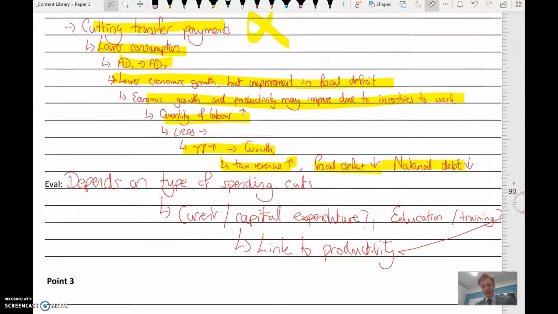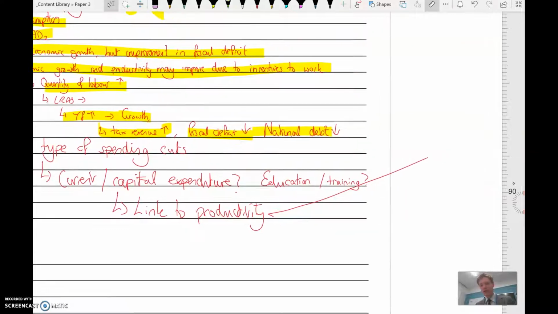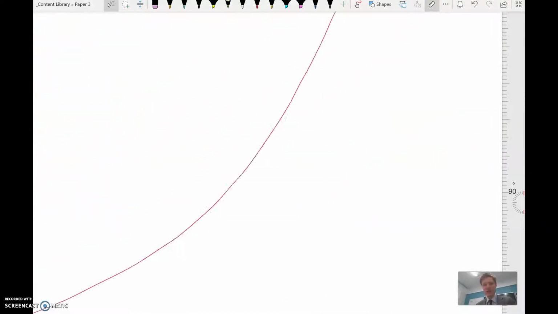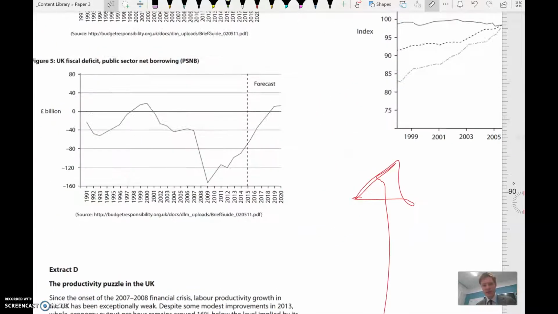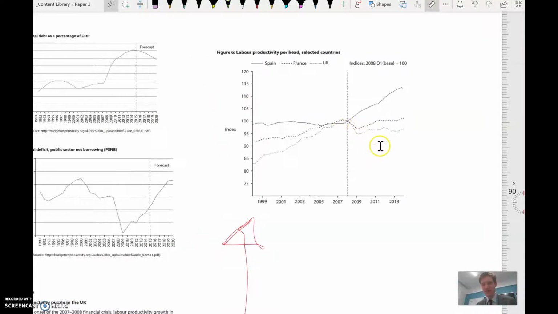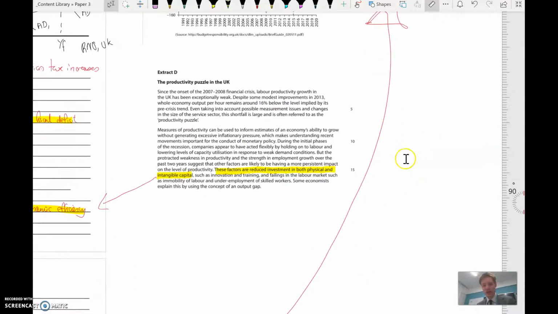Right. So it depends on the type of spending cuts. I've said, well, is it current? Is it capital expenditure? Is it education and training? Well, I've picked education and training because I found something in the text. I found that labour productivity per head was very, very weak in the UK. It quotes it hasn't improved since 2008, very much on a straight line there.